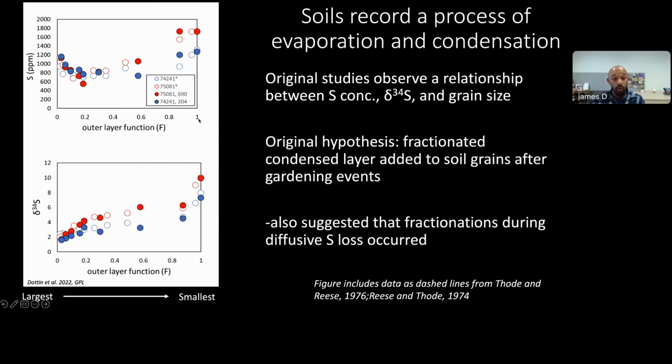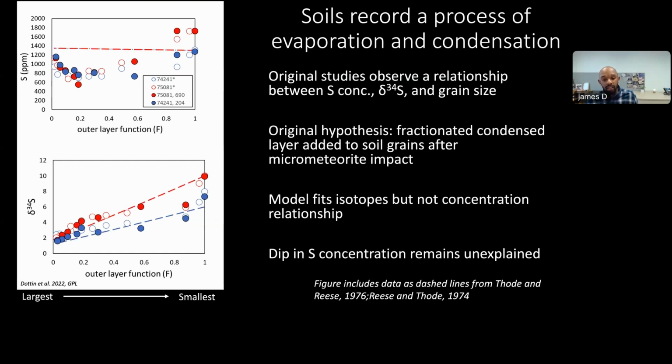layer function of 1. Now, the original hypothesis for this relationship was that it was dominated or controlled by a fractionated condensed layer of vapor that's added to soil grains after gardening events. However, later it was also suggested that there is significant mass-dependent fractionation that occurs during diffusive loss of volatiles.